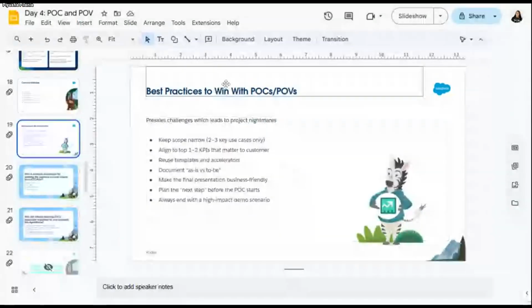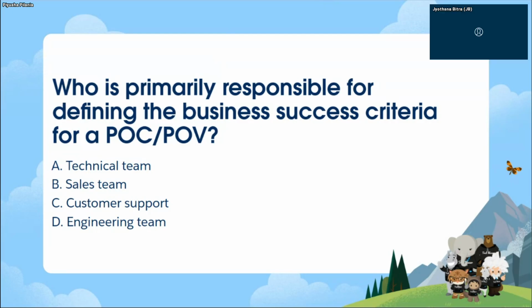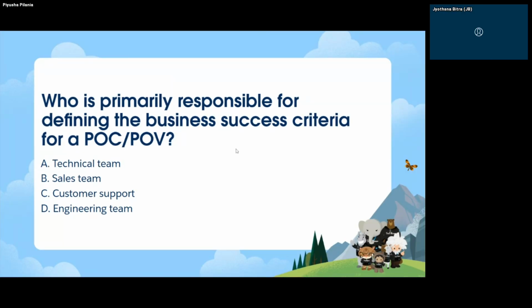Okay, I think I am ready to share my screen. So we can take up the first question. Who is primarily responsible for defining the business success criteria for a POC versus POE? Correct answer: sales teams are normally responsible for defining business success criteria for POC or POE.